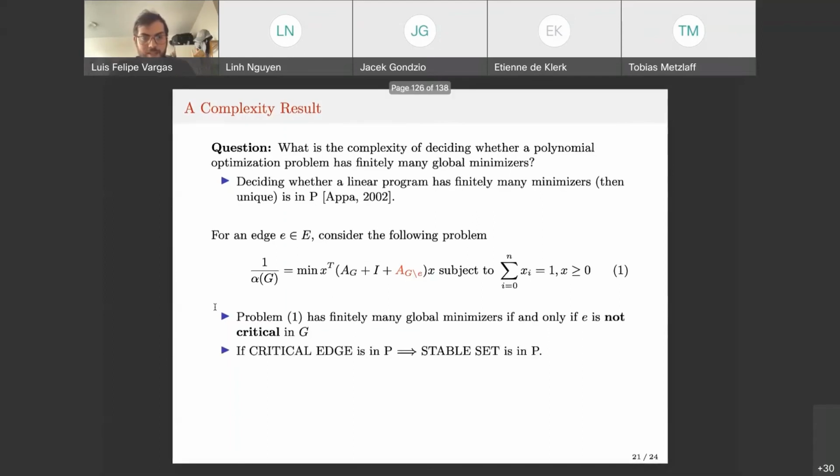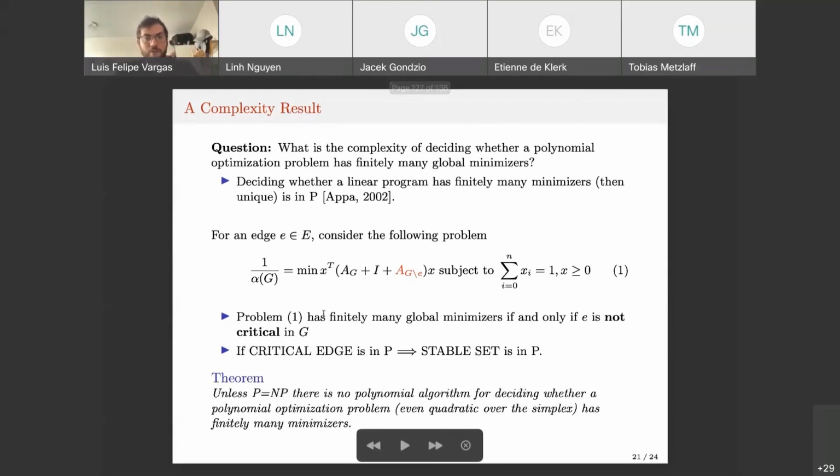And then we can also show that deciding whether an edge is critical is not in P, unless the stable set problem is in P, because if we have a polynomial time algorithm for deciding if an edge is critical, then we start with a graph and we take one edge, and then we ask, is it critical or not? If it's not critical, then we delete the edge, and we know that the new graph has the same stability number. And if it's critical, we delete the edge, and we know that the stability number now increases by 1. And then doing this process until the end, we know how the stability number changed, and when we end up with the empty graph, whose stability number is n, we can recover the stability number of the original graph.